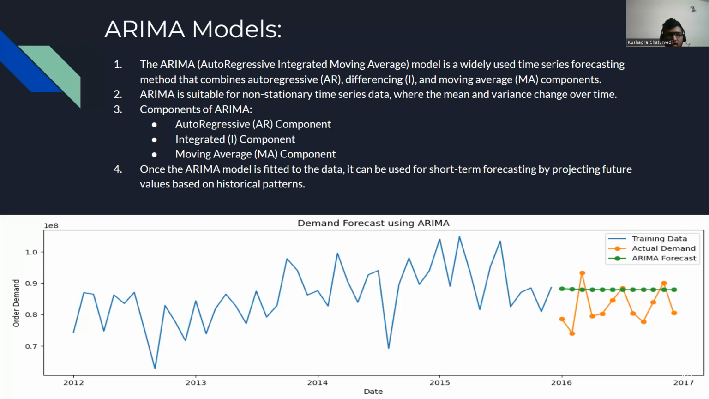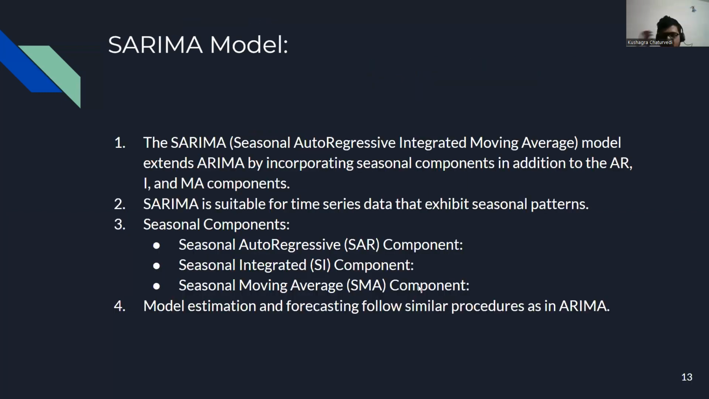Then ARIMA is basically suitable for non-stationary data, where the mean and variance can change over time. Once it's fitted, it can be used for short-term forecasting of the data. And as you can see, the data provided to us is the time series representation in this graph. Then we have taken test data and predicted using the ARIMA models. But as you can see, the predictions do not represent the trend and seasonality that is present here. So since it's not representing the seasonality, we have further used the SARIMA, or seasonal ARIMA, model.